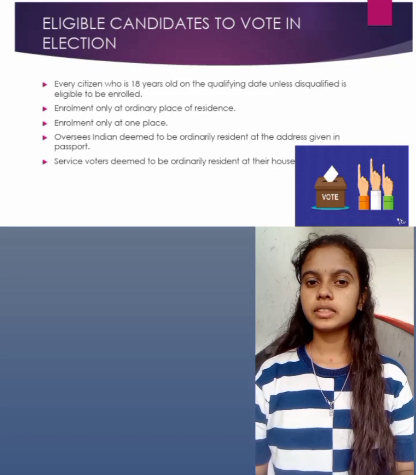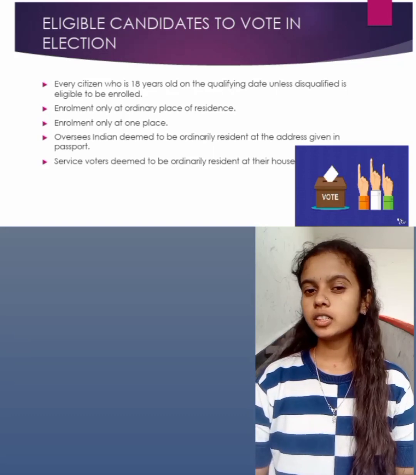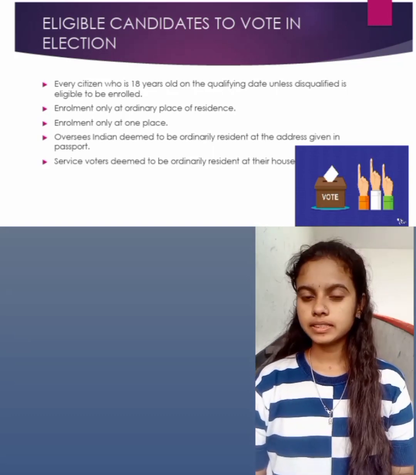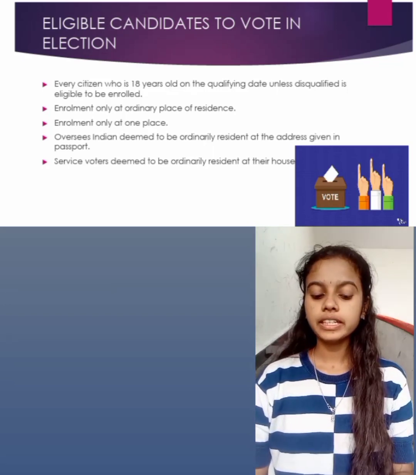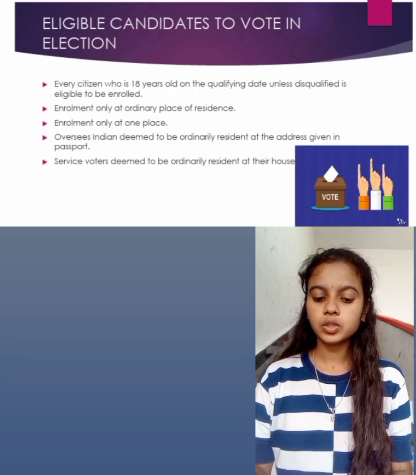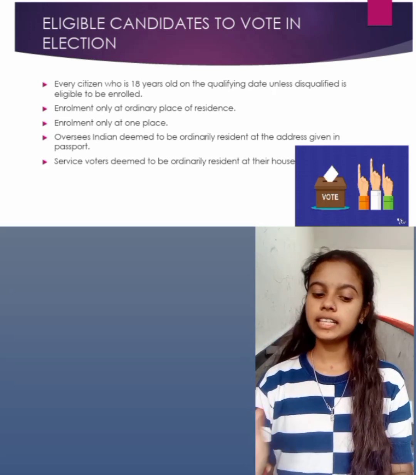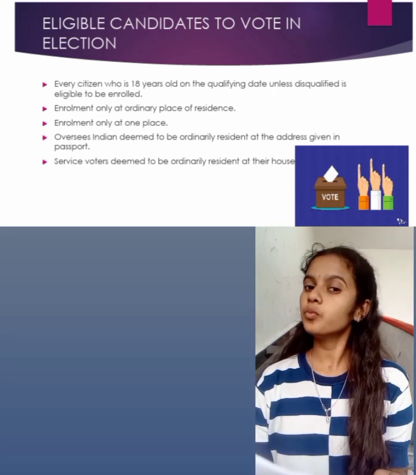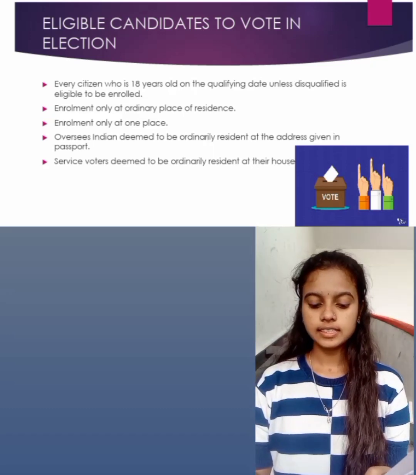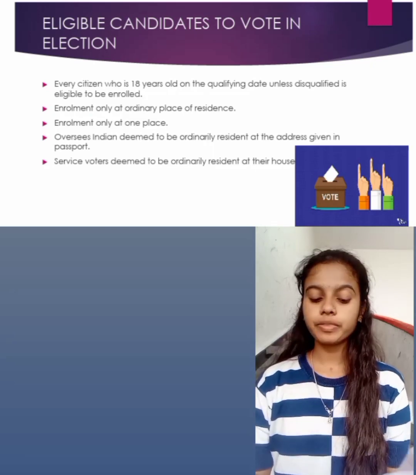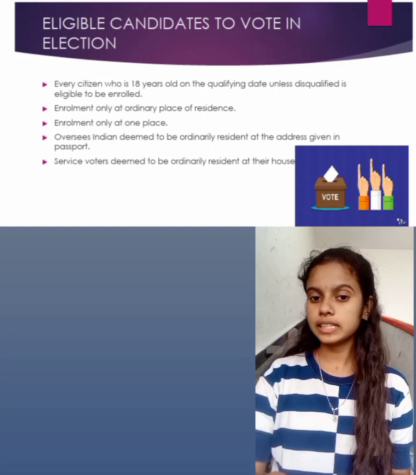Let us see the eligibilities of a voter according to the Election Commission of India. Not everyone is eligible to vote in an election; they must have certain eligibilities. First, every citizen who is 18 years old on the qualifying date, unless disqualified, is eligible to enroll. The second one is enrollment only at the ordinary place of residence. The third one is enrollment only at one place. The fourth one is overseas Indians, deemed to be ordinarily resident at the address given in the passport. And the fifth one is service voters, deemed to be ordinarily resident at their service address.